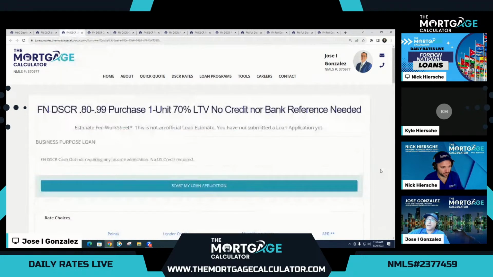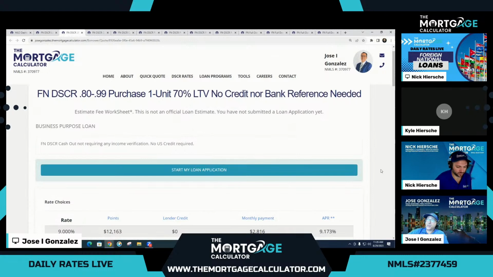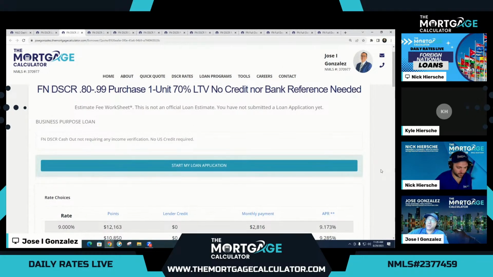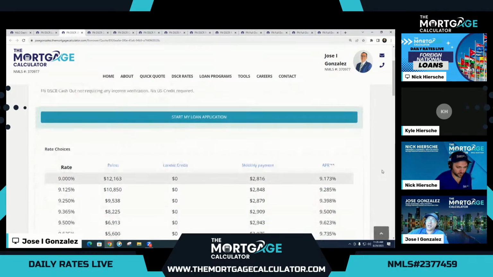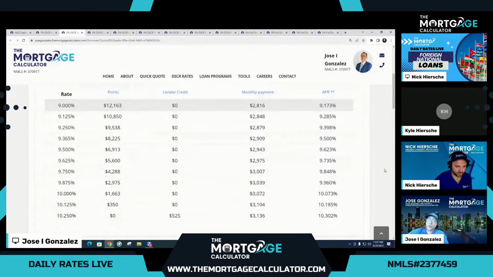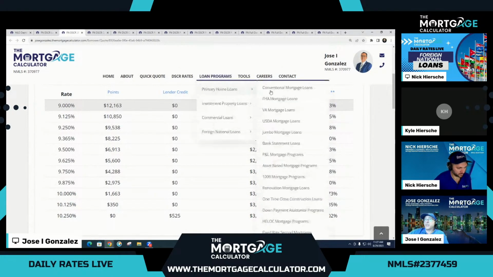Now, to throw a little bit of a twist, we do have below 1.0 DSCR options for the foreign national. Now, this is our best case option. This one goes 0.8 to 0.99, and this one is for a purchase, and our maximum there is 70% LTV because of the lower DSCR. But again, 10.25 has a lender credit. You can buy that down all the way down to 9%.